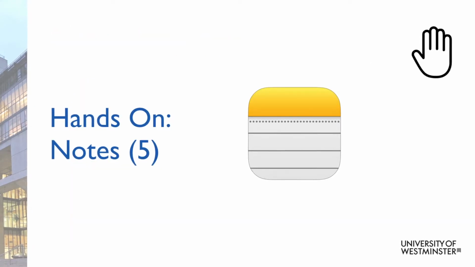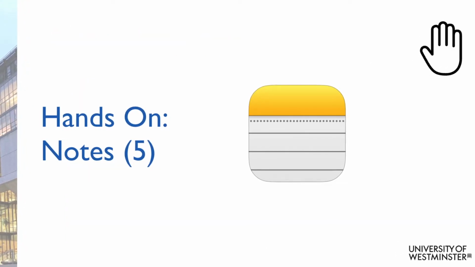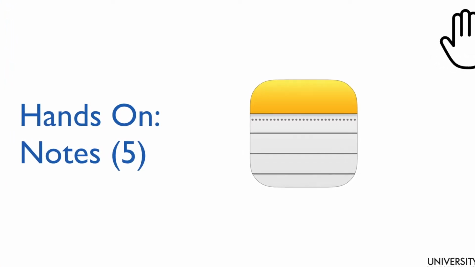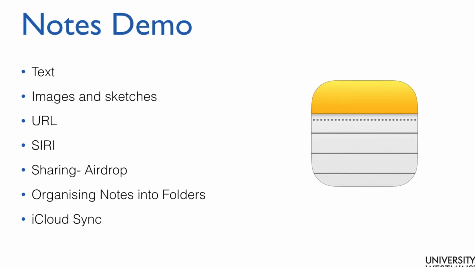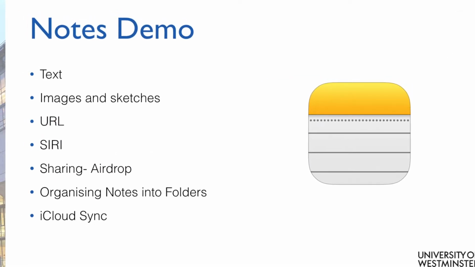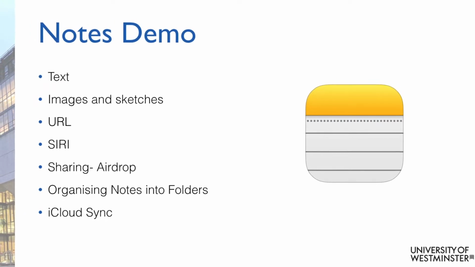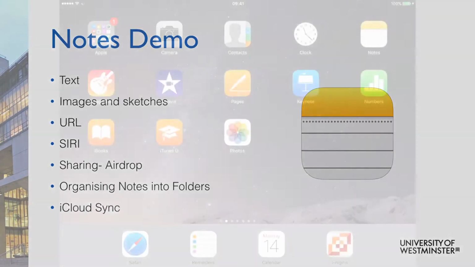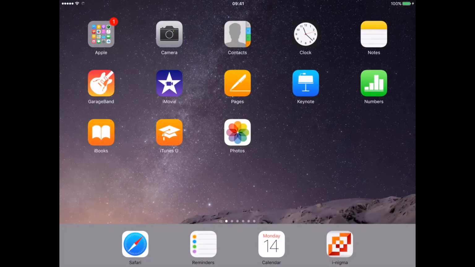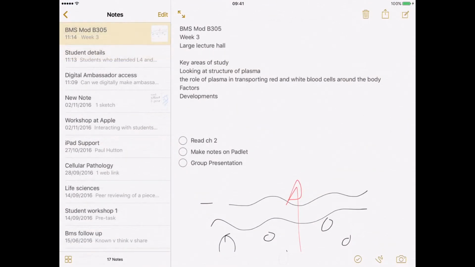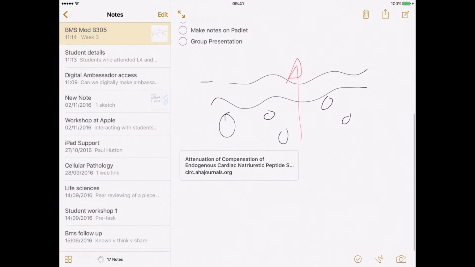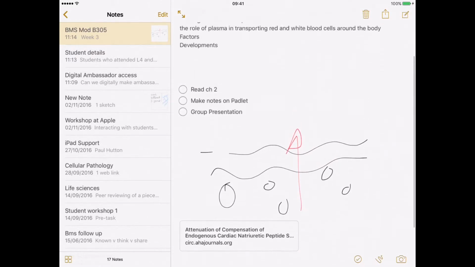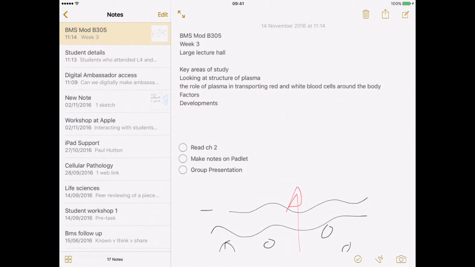We're going to look at potential ways of creating notes in lectures and seminars. Using the free Notes app allows you to enter text, insert sketches, insert photos, insert hyperlinks. These notes can then be shared with another student using Airdrop. Here is an example of what is possible. The notes have been typed, an annotation added, a hyperlink added, and a checklist of actions from the lecture.